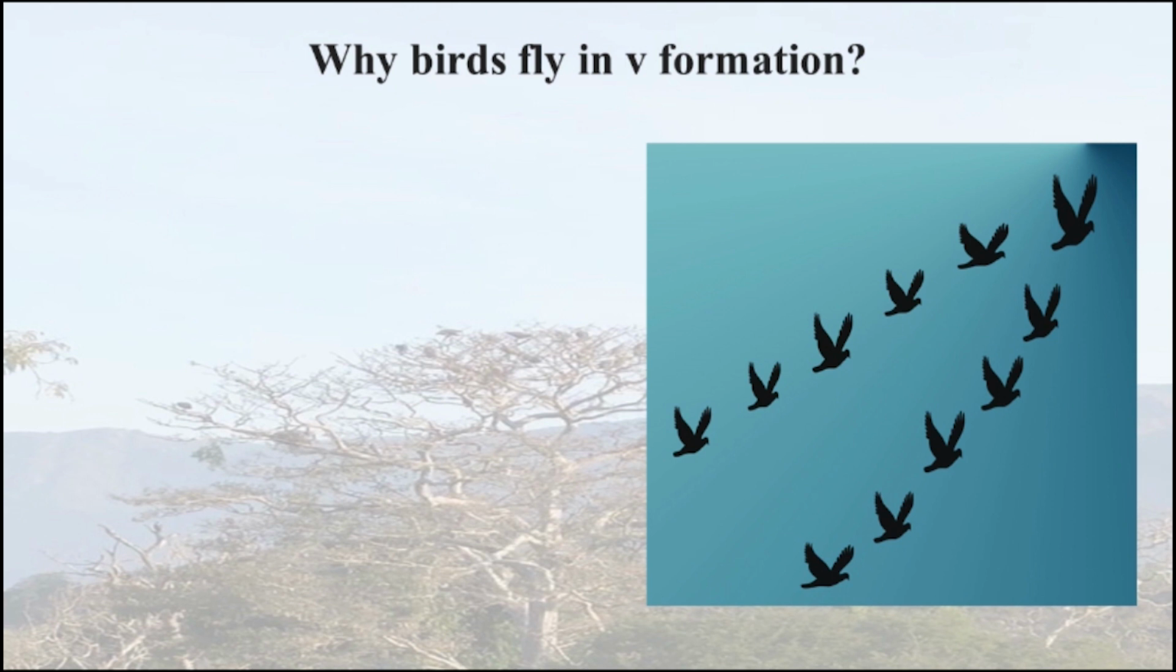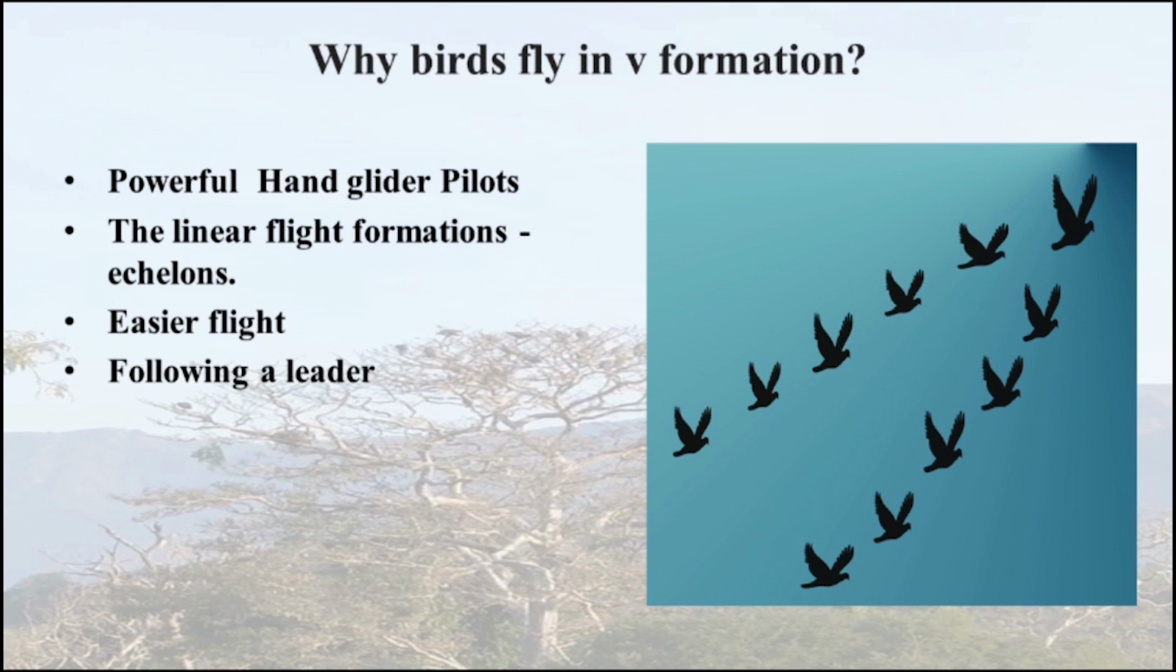Why birds fly in V formation? Anyone watching the autumn sky knows that migrating birds fly in a V formation. Birds are awfully good hang glider pilots. The linear flight formation of migratory birds is called echelons. There are two reasons a bird might fly in a V formation. First, it may make flight easier, or they are simply following the leader.